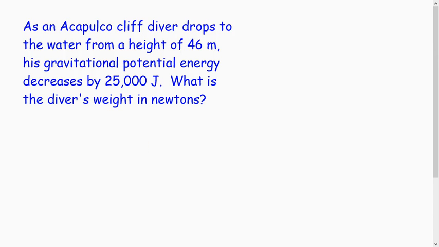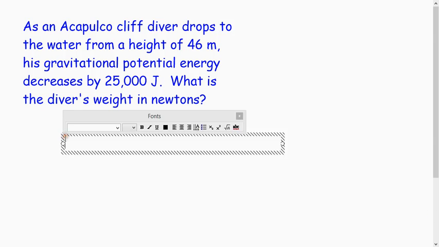This question is dealing with a cliff diver who is dropping from a height of 46 meters, and it tells us that during this drop, his potential energy is decreasing by 25,000 joules, and we're looking for the weight of the diver. Now, it's telling us the change in the potential energy and the change in the height. So the change in potential energy is 25,000.